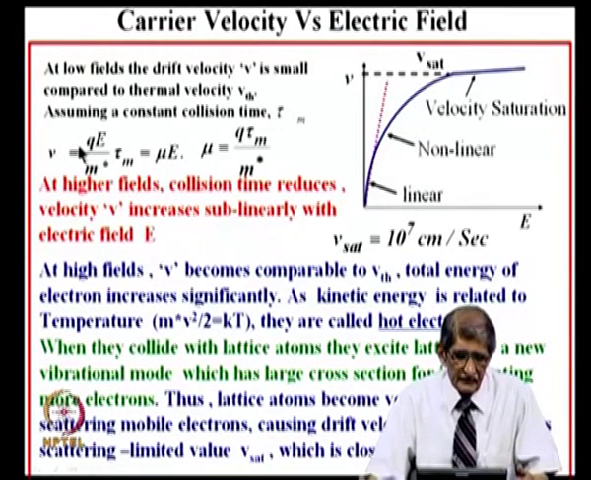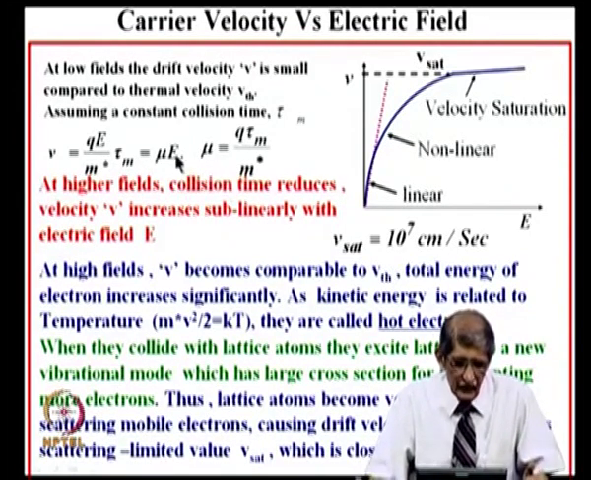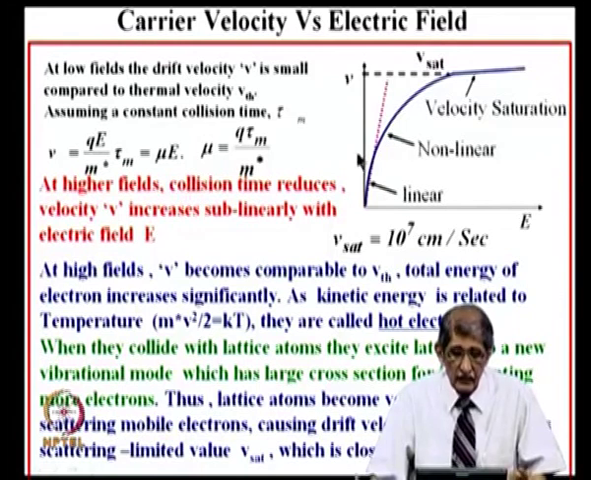Now, whatever we write here, we usually express as mu into electric field, where mu is q tau m divided by m star. I just pull out this electric field term and call the remaining term mu, that is, the mobility. You can see there was an assumption that when you change the electric field, the collision time was not changing. That is why this mobility is constant. So, V is proportional to electric field, and the velocity field characteristic will be linear when the electric field is low.